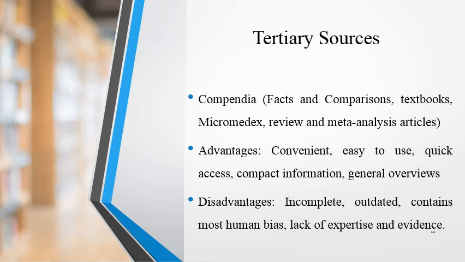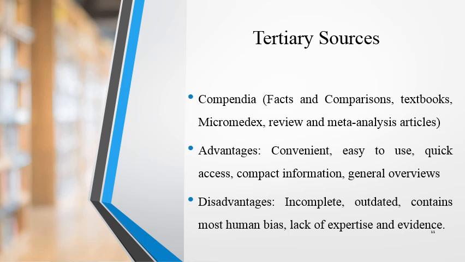However, the disadvantage of the tertiary sources is that they are incomplete. As I already told you, the textbooks will be revised after every 3 years, or at least 5 years, or 7 years. When a textbook is revised after 5 or 7 years, then in those 5 to 7 years new information will be coming, and that information will not be incorporated into the textbook. So that's why we can say the information will be incomplete.